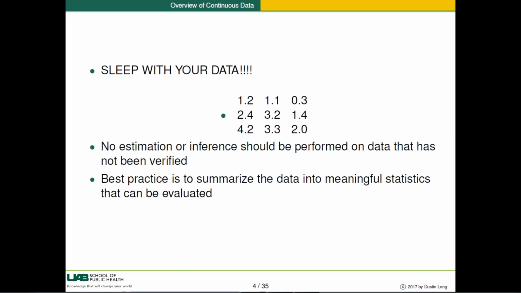And that's really the key to starting out any kind of analysis, especially with continuous data: to sleep with it. Look at your data, study your data, get an idea of your data, not just in terms of the numbers themselves, but in terms of how they were collected, what study design was used. All of that plays into it.